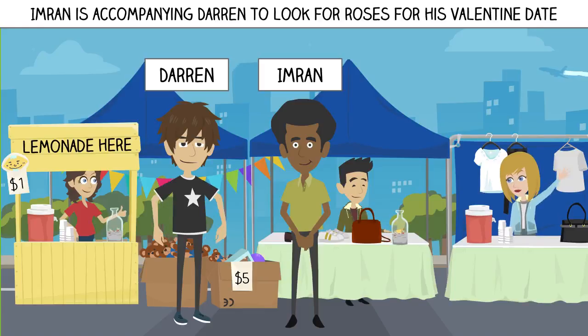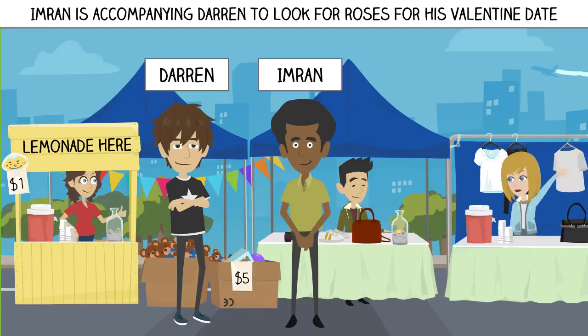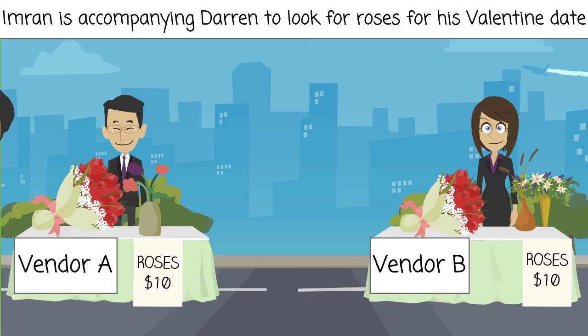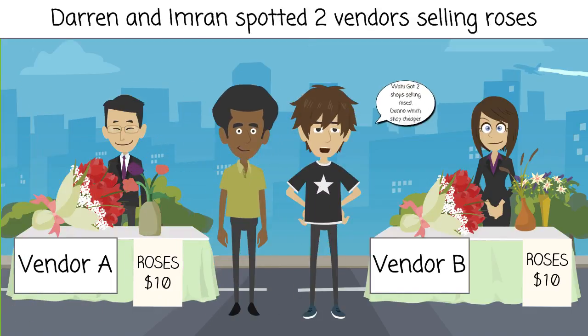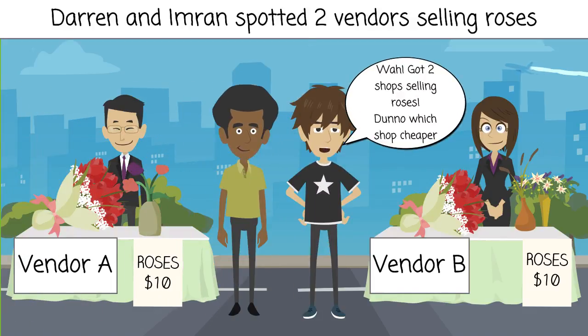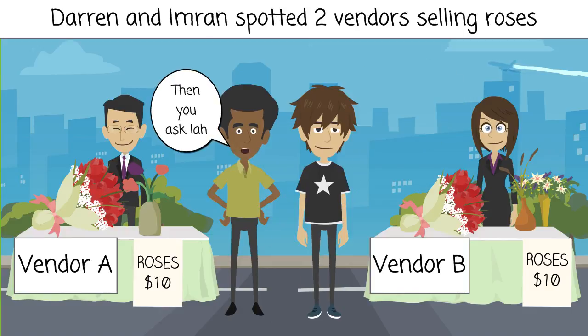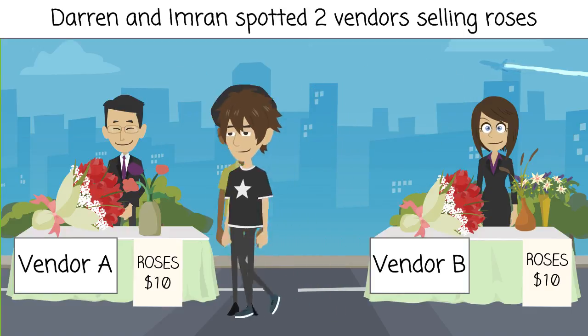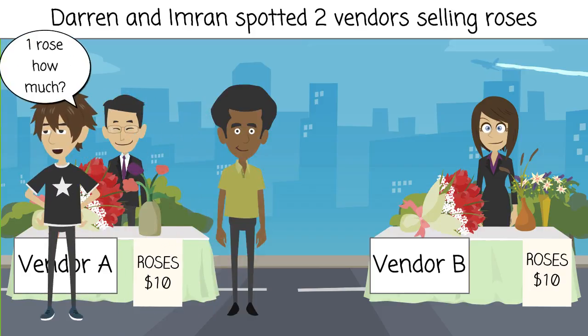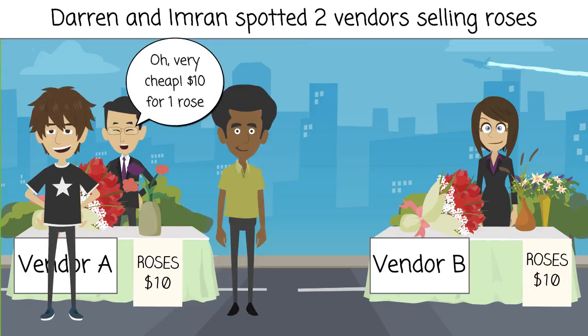Aaron is accompanying Darren to look for roses for his date on Valentine's Day. Wah. Got two shops selling roses. To know which shop cheaper, then you ask la. One rose how much? Oh, very cheap, $10 for one rose.